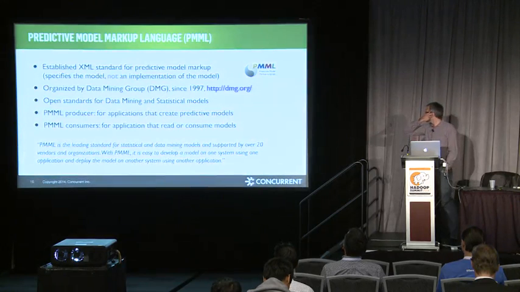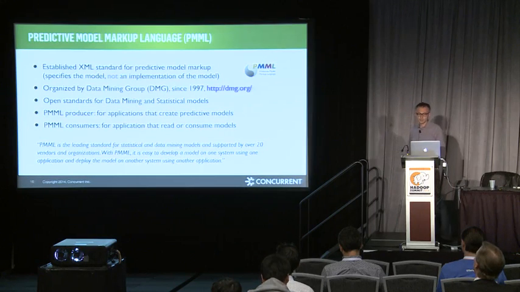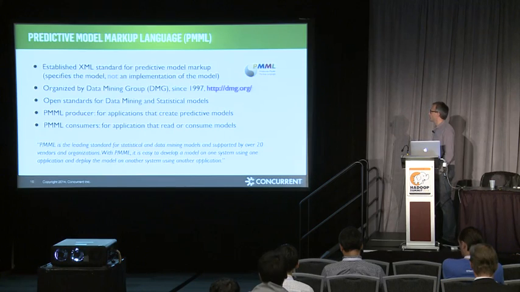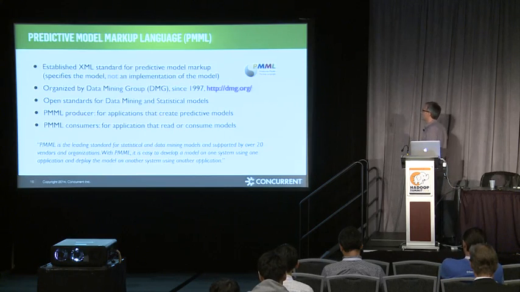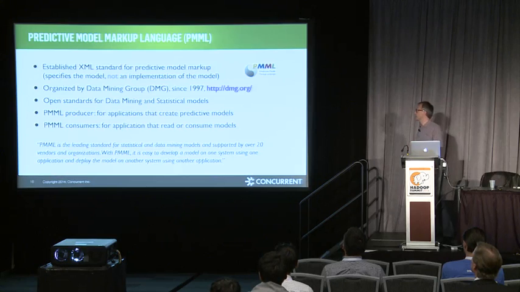PMML is essentially an XML standard for predictive model markup, right? Hence the name PMML. So it's a specification, not an implementation of a model. The way it works is that you will develop a model in SAS or MicroStrategy and so forth, and you will have the option of saving that model using the PMML standard, and that will save the model, right? There are essentially two parts to it. There's the producer part, used by applications that are creating the predictive models, and then there's the consumer part, for the applications that read, consume, and execute the models.